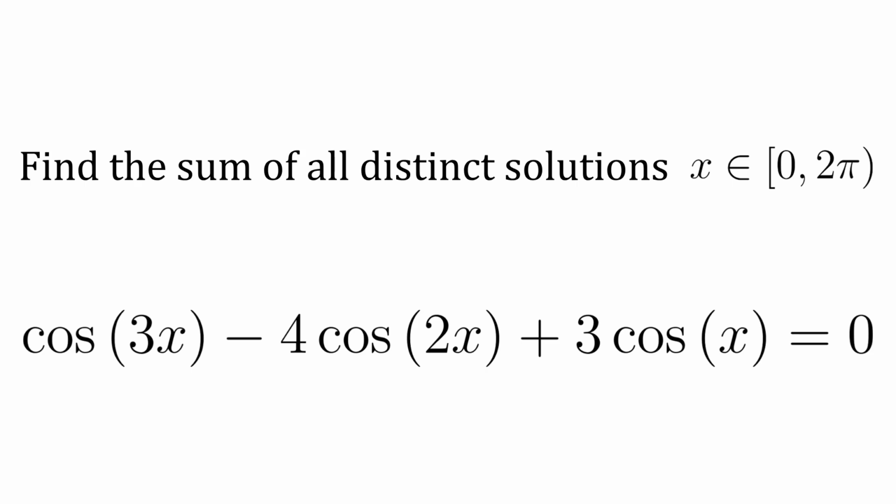Our question was, find the sum of all distinct solutions where x is between 0 and 2 pi, not including 2 pi, of cosine 3x minus 4 cosine 2x plus 3 cosine x equals 0. The answer to our question is 2 pi.